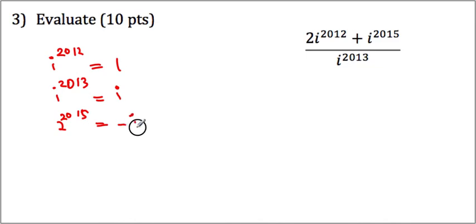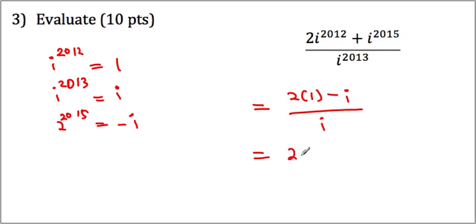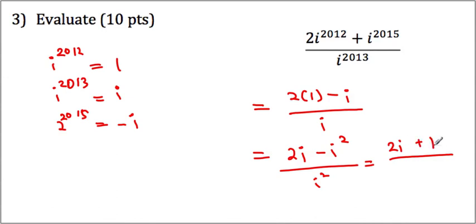becomes negative i. Now, when I say evaluate, the word evaluate implies a simplification. So in fact, this becomes simply 2 times 1, and then minus i over i. Now, if you rationalize the denominator, when you multiply top and bottom by i, we get 2i minus i squared over a denominator of i squared. Then this becomes 2i plus 1 divided by negative 1. So our final answer is negative 2i minus 1.